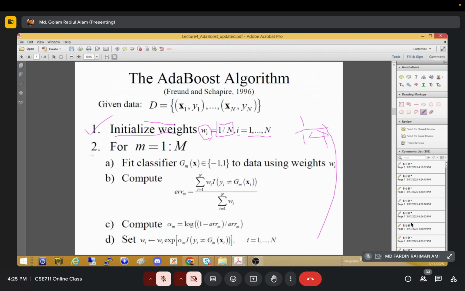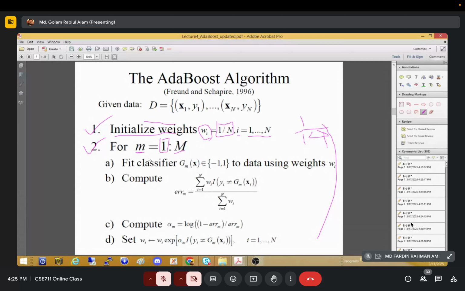Then what's next? Next is the for loop. In our last class we discussed it, and we can see how many stumps we want to construct. That is our capital M. And this is a small m, the control variable, and it will start from 1. It means we want to construct the first stump. I think there is no need to discuss what a stump is, because we already discussed it in our last class.